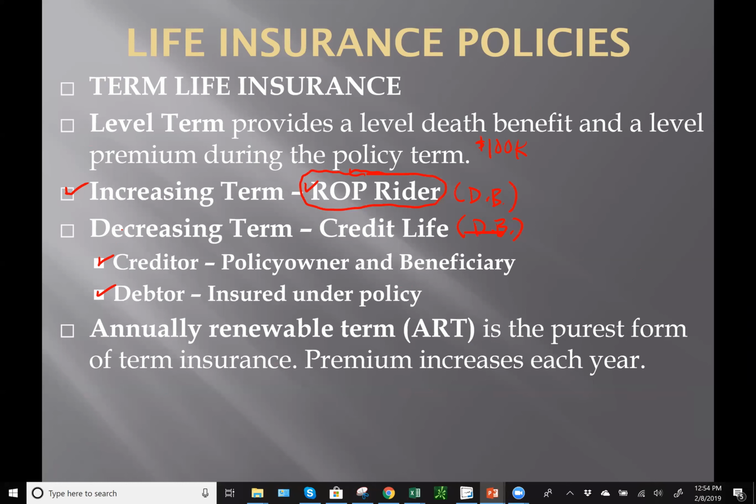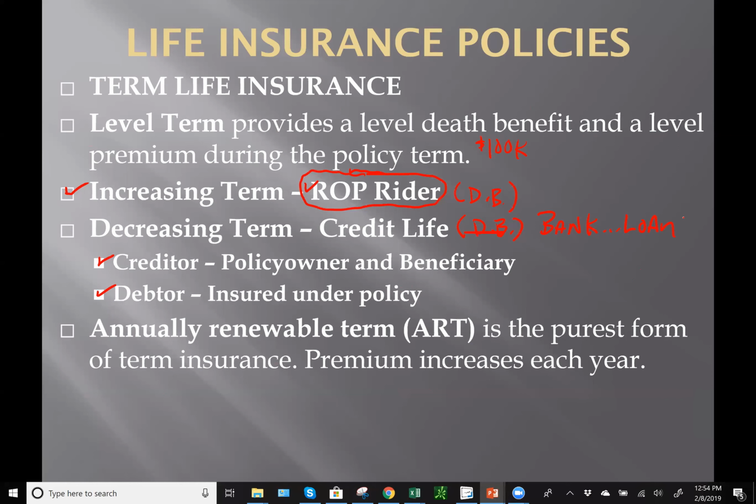If you have ever gone to a bank to get a loan, most likely they've had you take out a credit life policy, whether it be a car loan, a house loan, or a business loan. It has nothing to do with protecting the debtor. It has everything to do with protecting the creditor. Because if the debtor dies before the loan is paid off, then the creditor still wants the money that's owed to them. So there's a credit life insurance policy attached to that loan.